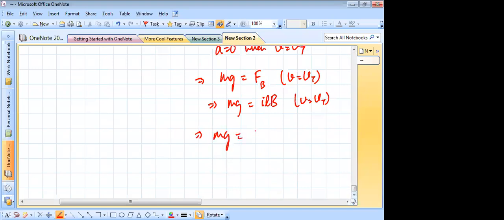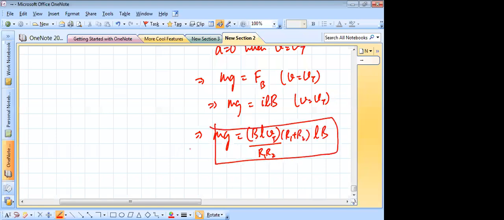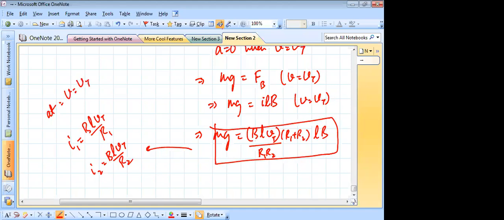So mg should be equal to BLB divided by R1 R2 over R1 plus R2, in the terminal velocity condition. Okay. And at that terminal velocity condition, your I1 will be equal to BL into V terminal divided by R1, and I2 will be BL V terminal divided by R2. This is at V equal to V terminal. Are these equations clear? Yes.